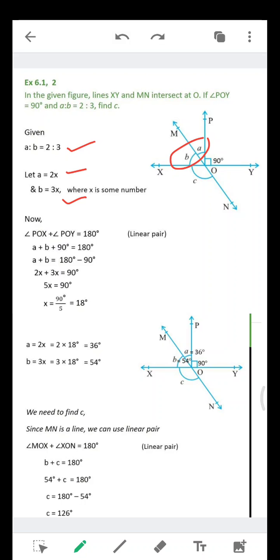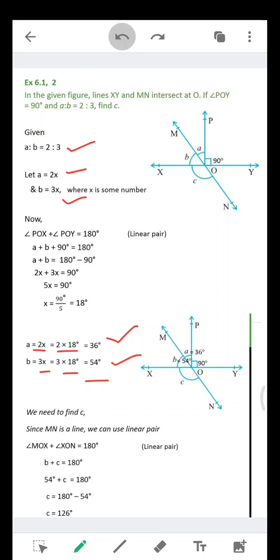So finally we have got the value of x. Now I can get the exact value of angles A and B. We supposed A as 2x, and x is 18 degrees, so 2 into 18 is 36. Then B is 3x, so 3 into 18 is equal to 54. So finally we have got the values of A and B, that is 36 and 54. And when you add both, you will get 90 degrees because this is also a right angle.